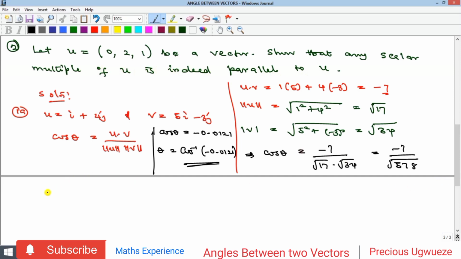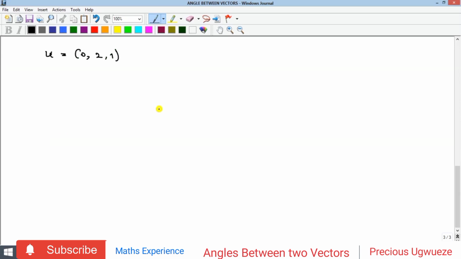Meanwhile, our u is the vector 0, 2, 1. When we talked about scalar multiples, we said that a scalar multiple is just multiplying a particular vector by a scalar, by a number. For example, let's assume that this is a vector u. If you multiply this u by 2, it will simply give you another vector in the same direction. In fact, it will be parallel to u, but now it will be 2u. That's double of this.